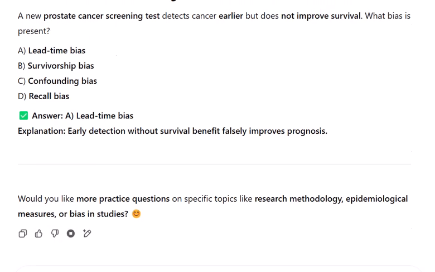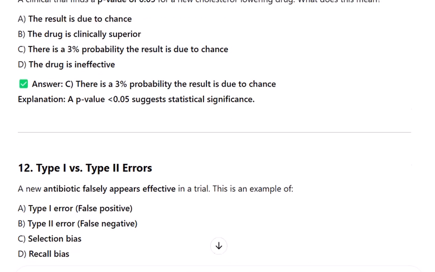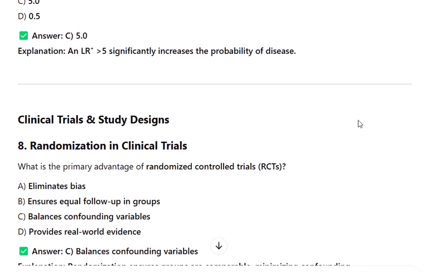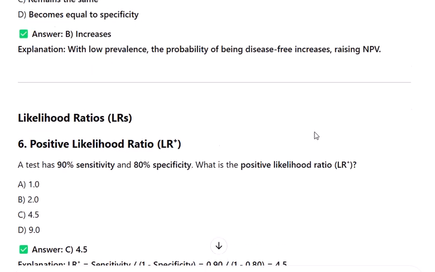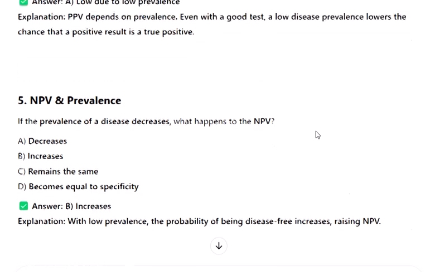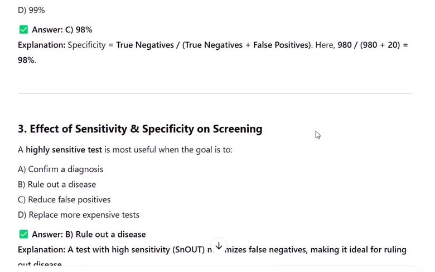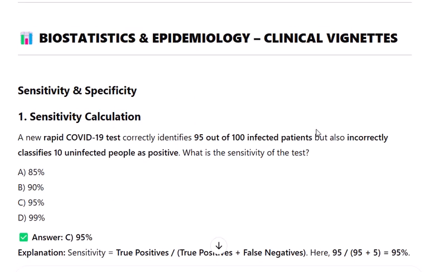Here are 15 Puerto Rico Medical Board-style clinical vignettes focused on biostatistics and epidemiology, covering sensitivity, specificity, PPV, NPV, and clinical trials, with 4 answer choices and explanations. Biostatistics and epidemiology: sensitivity and specificity.